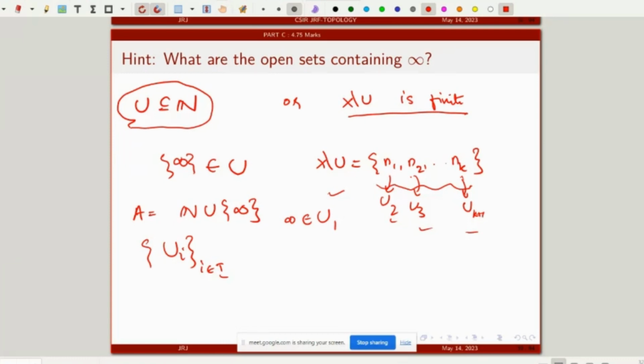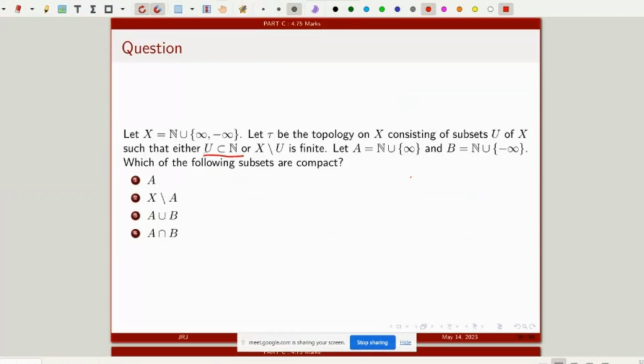Is it okay? Yes, ma'am. Okay. So this A will be a compact set. Now, what is X minus A? What is the set? B, the set minus infinity. Will it be compact? That is a finite set. Yes, it is a finite set. So obviously it will be compact.